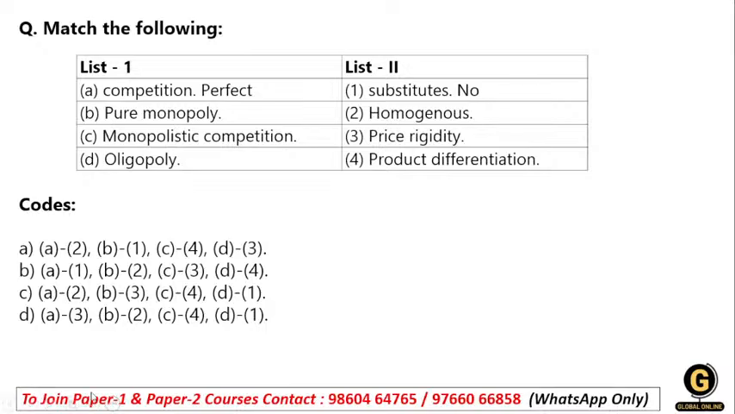The first question is on your screen. It is a matching-the-pair question from the unit economics. In the economics, list one is given: A, perfect competition, then second, pure monopoly, third, monopolistic competition, and oligopoly.